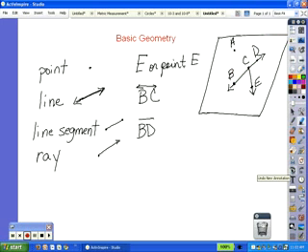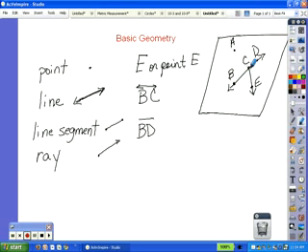I could, though, start my ray at point D and go this way. That's a different ray. It would start at point D and go forever through B. So that could be named ray DB or ray DC. Either one tells me it starts at D, because that's the first point, and then it goes forever in the opposite direction. So order is very important when naming a ray, unlike when naming a line or a line segment.